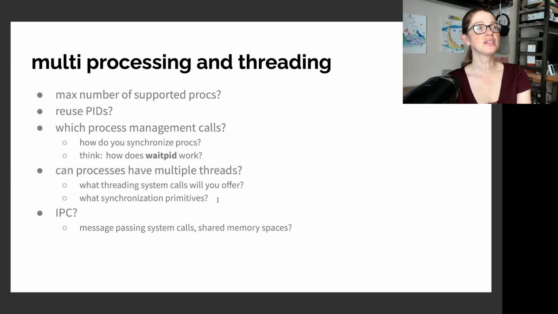And then you have to ask yourself the question, based on the maximum number of supported processes that you have, are you going to be permitting the reuse of PIDs? So let's suppose that you technically make your max PID 99,999. Does that mean that's how many processes you can have running, or is that simply the maximum PID? If you are going to reuse PIDs, how do you reuse them?